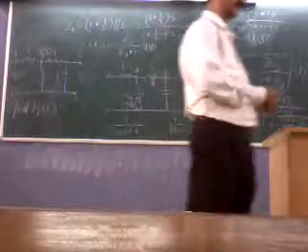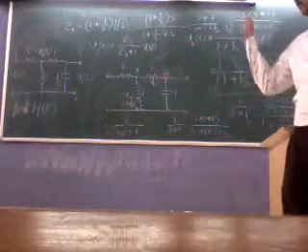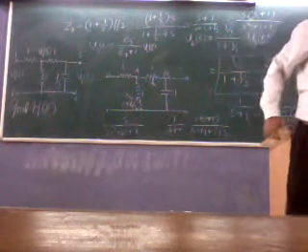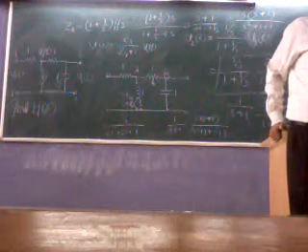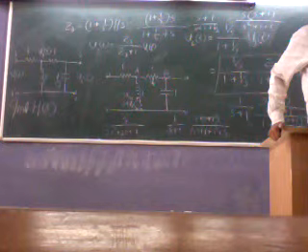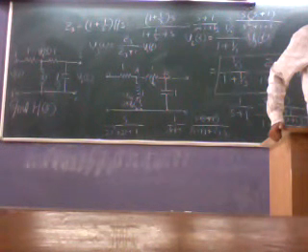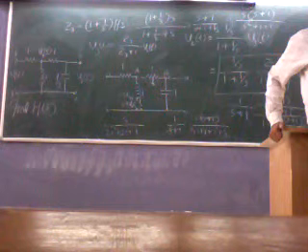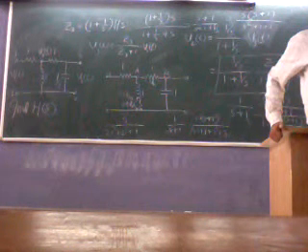And now for this, you may construct any kind of active network because we have a dependent source. Then you may construct any active network and give it to your friend for finding out the transfer function and vice versa. Is it clear?